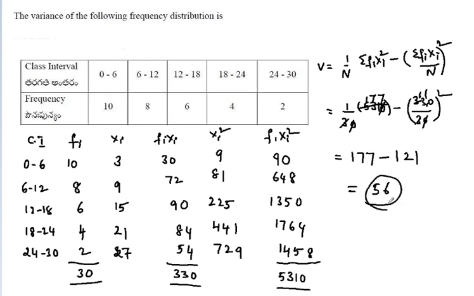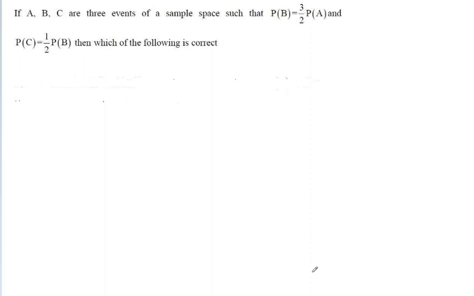A, B, C are the three events of a sample space, such that probability of B is equal to 3 by 2 into probability of A, and probability of C is equal to 1 by 2 into probability of B. Then which of the following is correct? Here the first relation is given, probability of B is equal to 3 by 2 into probability of A. From this, probability of A is equal to 2 by 3 into probability of B. And probability of C is equal to, given, 1 by 2 into probability of B.